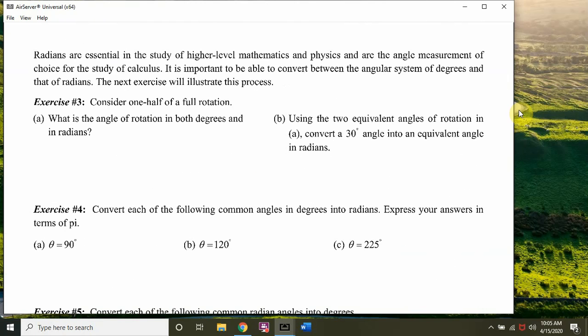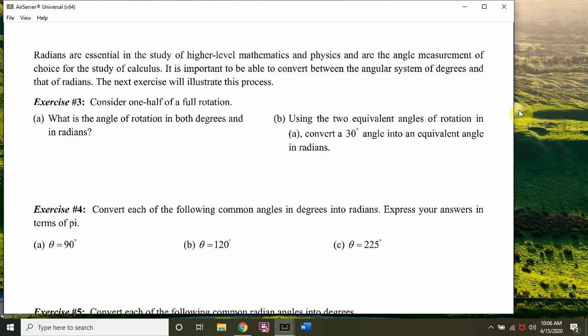Radians are essential in the study of higher level math, as I said earlier, in physics, and are the angle measure of choice for the study of calculus. It is important to be able to convert between the angular system of degrees and that of radians, right? We can convert between feet and meters. We can convert between any units of measure. We can convert between angles and radians. There's a relationship between the two.